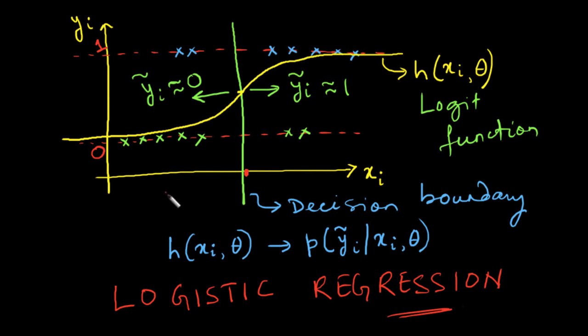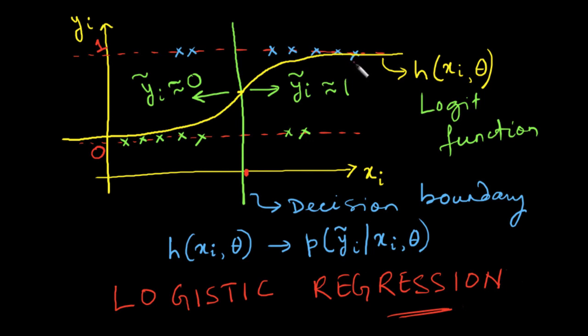Hi all. In earlier videos, we have learnt about this method called logistic regression, which is one of the most popular and most powerful methods in supervised machine learning. Although its name has the term regression, essentially it's an algorithm for classification.